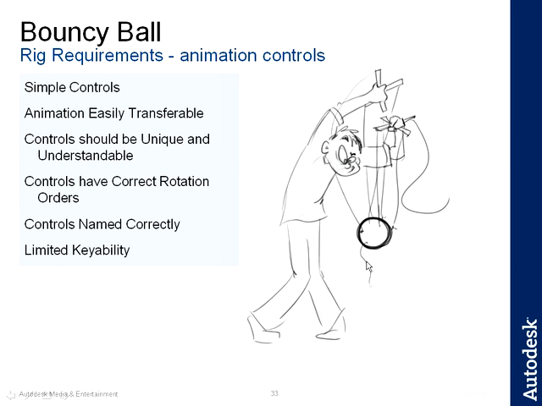So we've got some basic rig requirements. We know our animation requirements now, but here are the rig requirements for what the ball needs to do. We need to have simple controls. We want to make sure that the animation is easily transferable between this version of the ball, another rig version, etc. We need to make sure the controls are unique and understandable for the animators. We want the controls to have correct rotation orders, and the controls need to be named correctly and have limited keyability. I will get into each of these individual things in a lot more detail in a few moments.